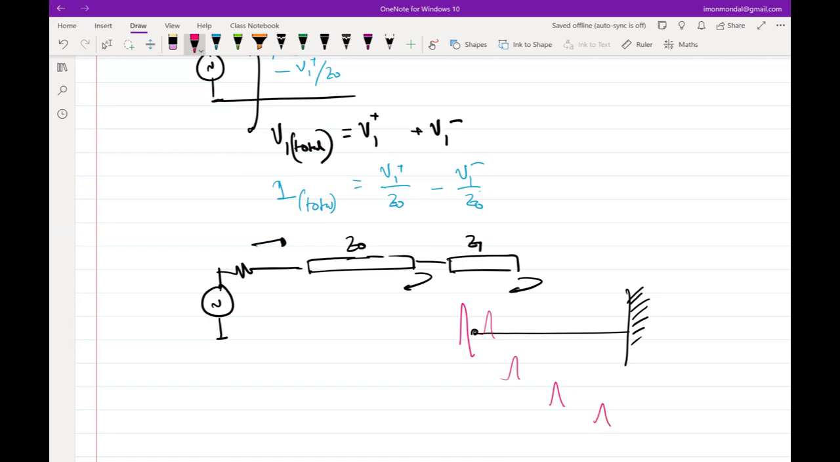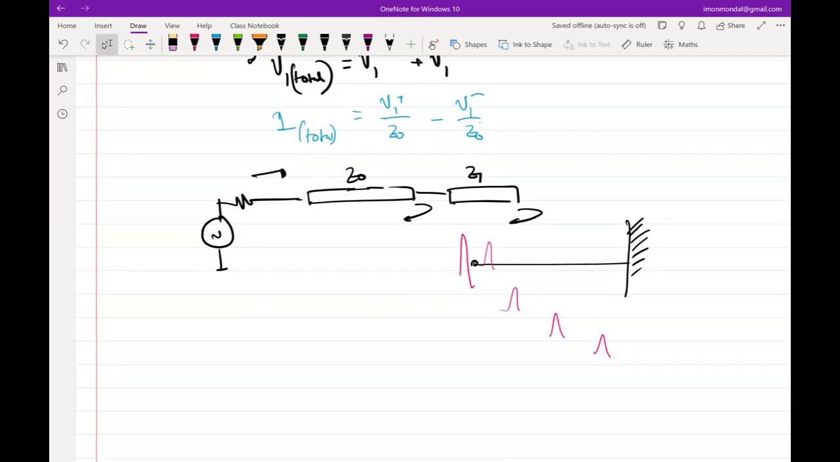Until the time it reaches the wall, it doesn't know what's connected there. Right. If it's a perfect wall, the reflection will be like this, and these two will add up, and there will be no jerks at the wall end. But you are going to see this waveform will come back after some time at the source side, right?